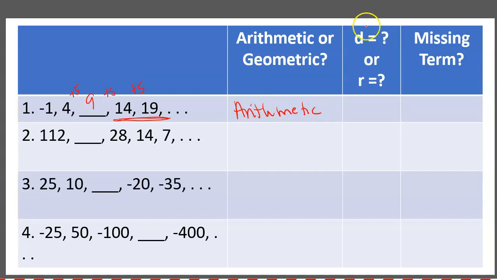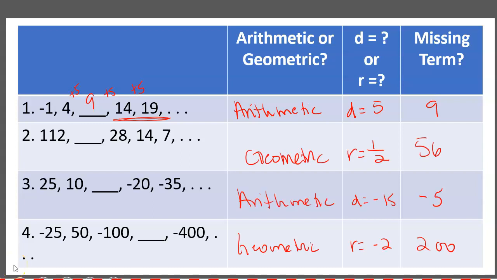Since it's arithmetic, I have a common difference, and that difference was +5. And I found my missing term was 9. Okay, go ahead and pause the screen to answer 2, 3, and 4, and then unpause to check your answers. All right, here we go with the answers.